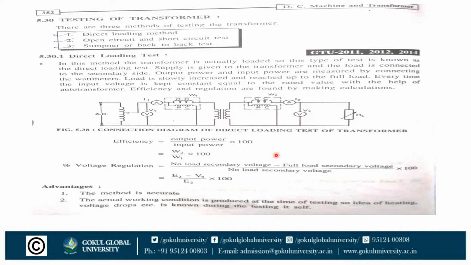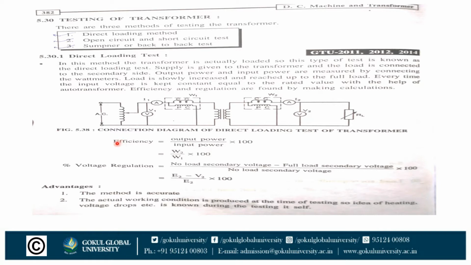See in the diagram here, on the primary side we connect the wattmeter W1 and on the secondary side we connect the wattmeter W2, with ammeter and voltmeter in the primary winding and in the secondary winding. Here we connect the actual load. Okay, that's why it is called the direct loading test. Here we connect the actual load and perform this test.